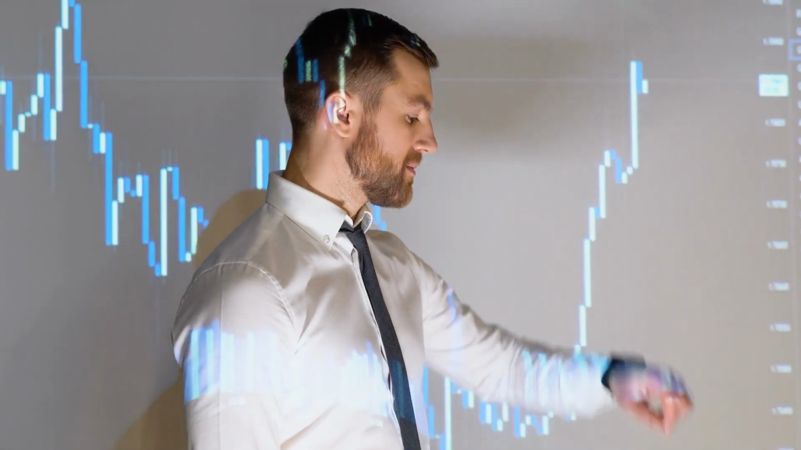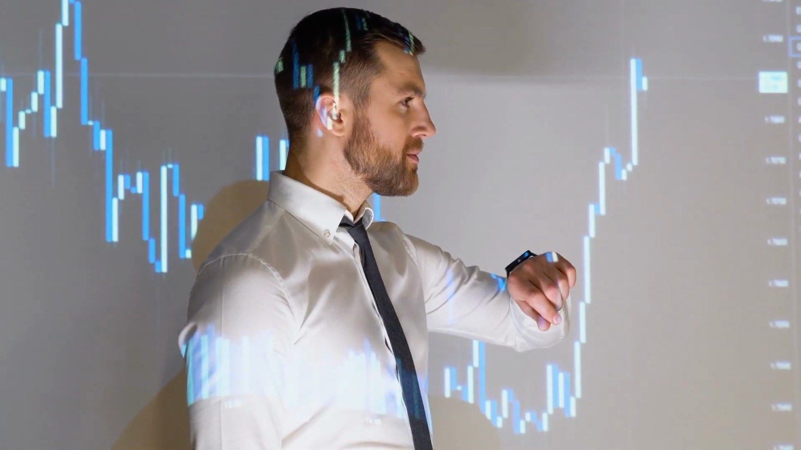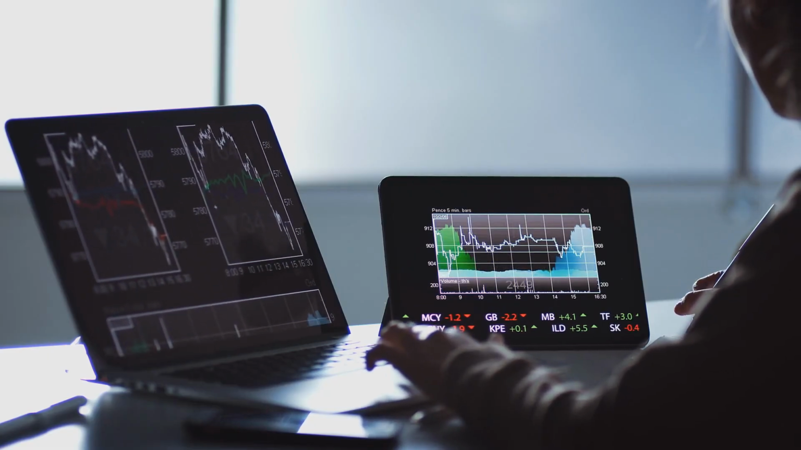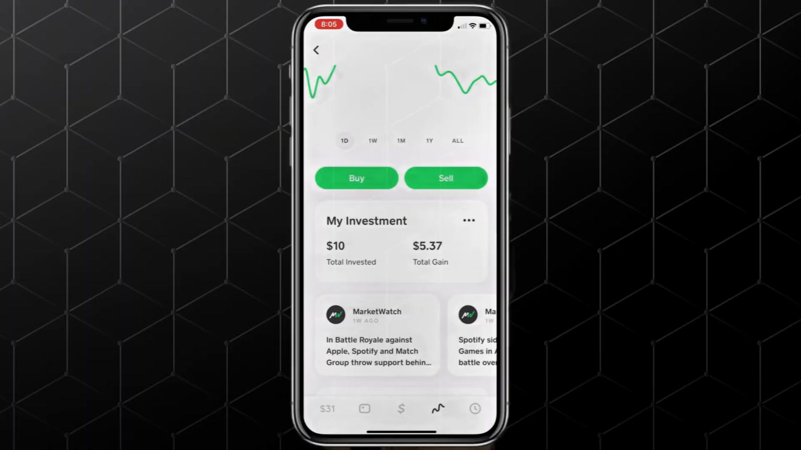The key to quick money in stocks is disciplined, short-term trading, and not getting emotionally attached to any particular investment. Cash App makes this process straightforward with its simple buy and sell interface, perfect for active traders looking for fast returns.